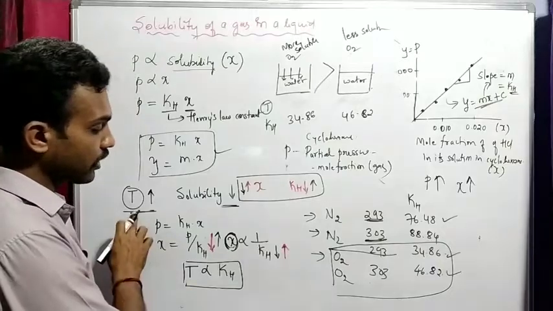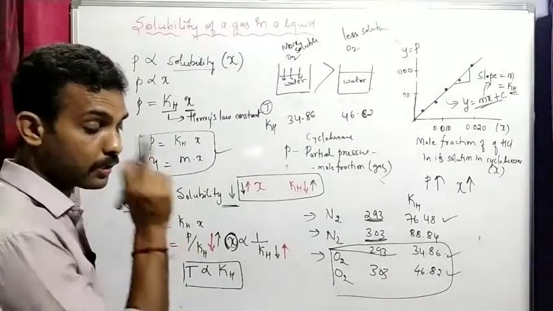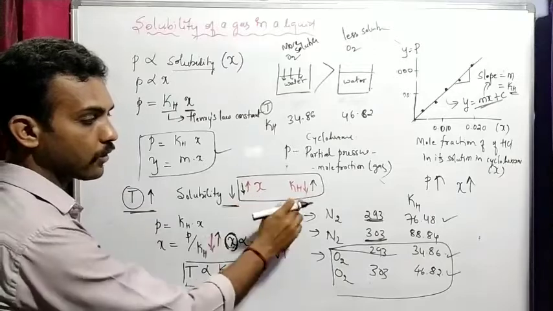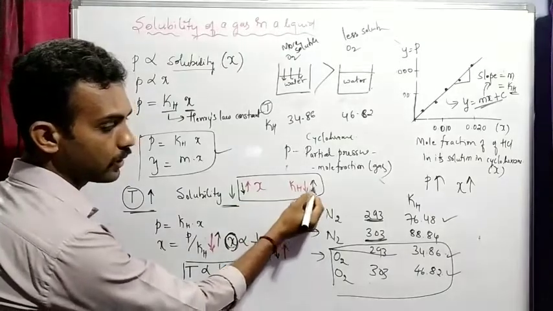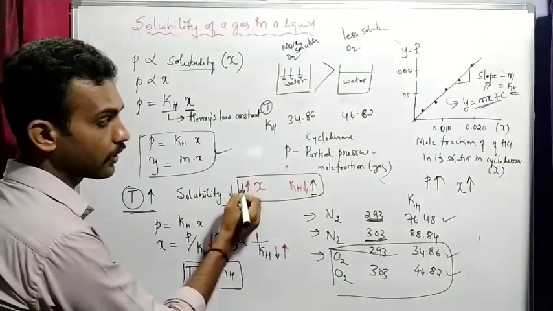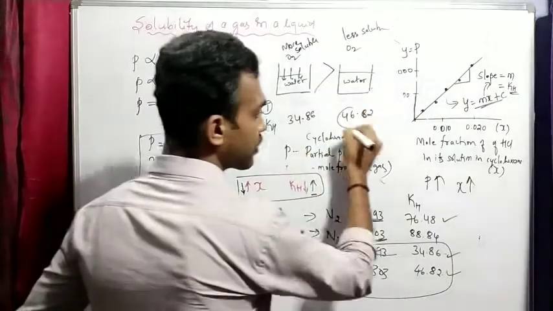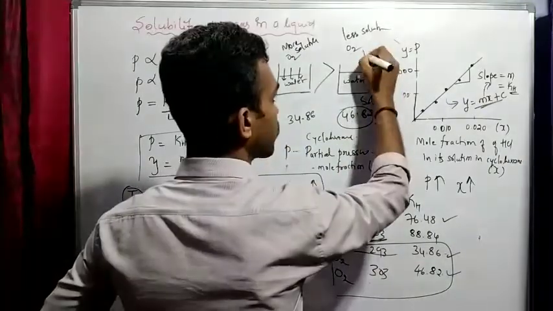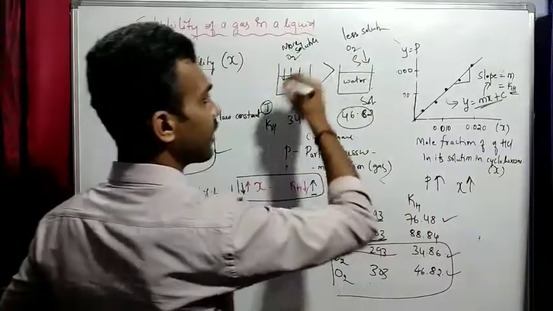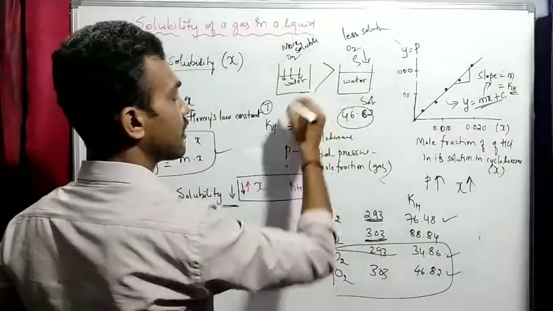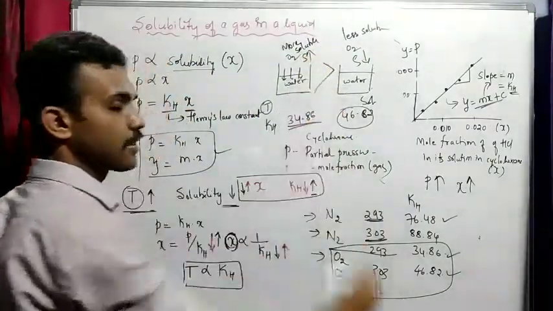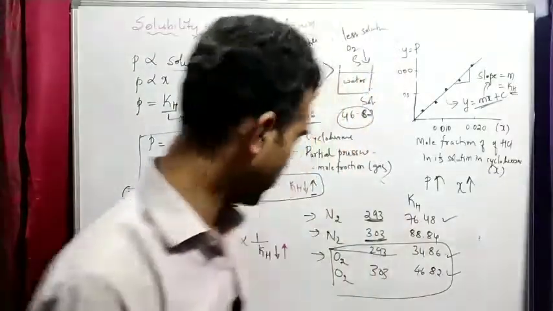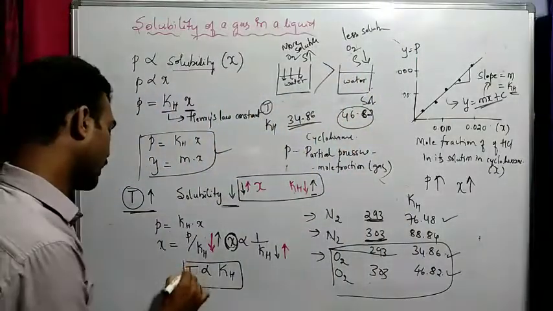So if temperature increases, solubility decreases. Then if KH increases, what happens to the solubility? If KH increases, solubility decreases. They have given a higher KH, so what happened to the solubility now? Less soluble. Solubility decreases, and if the KH value is less, solubility increases, right. Finally you can say, temperature is directly proportional to KH.